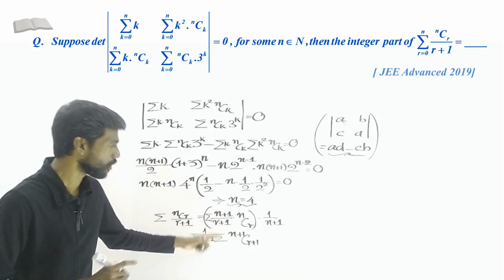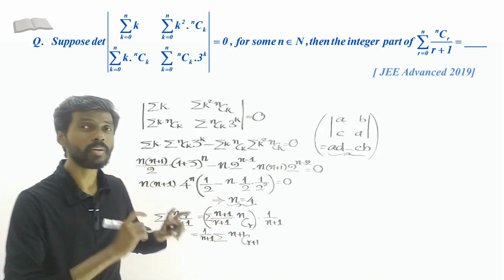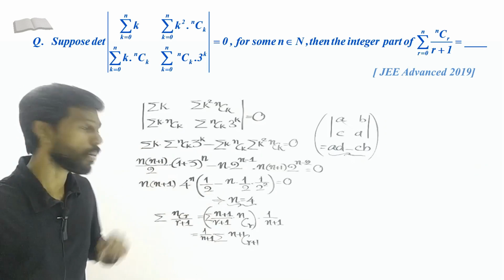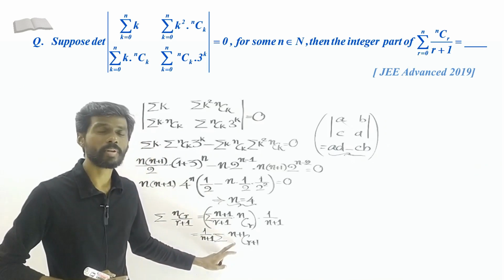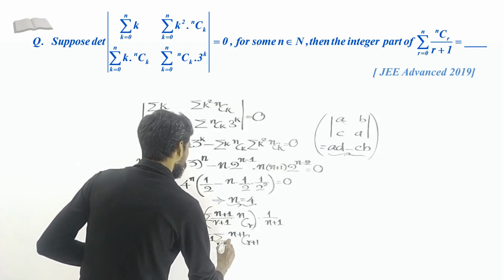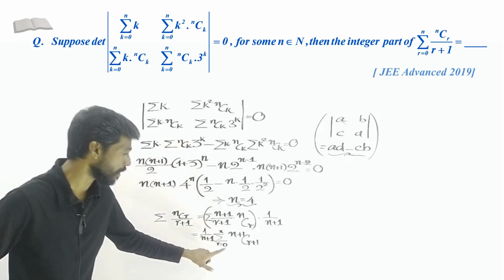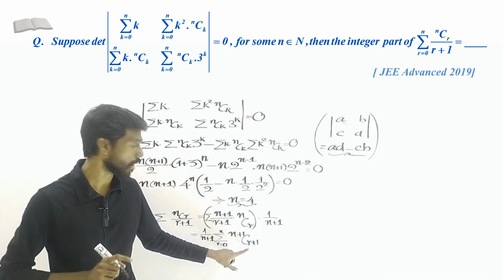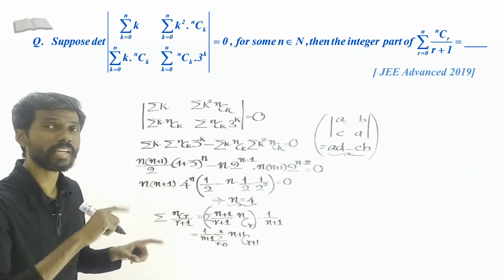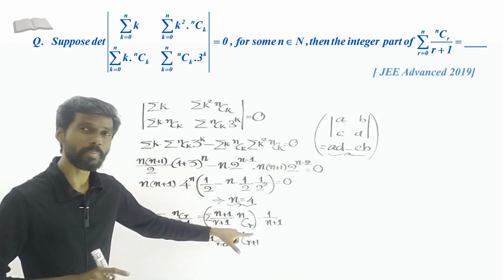Now there is no r plus 1, no r, so it is like simple binomial coefficients, the sum of all binomial coefficients. What is the sum of all binomial coefficients? 2 to the power n, but here r starts from 0 to n. That means the first term is not 0 here, r plus 1, that means it starts with nC1. That means nC0 is missing, and n plus 1 C0 is missing.